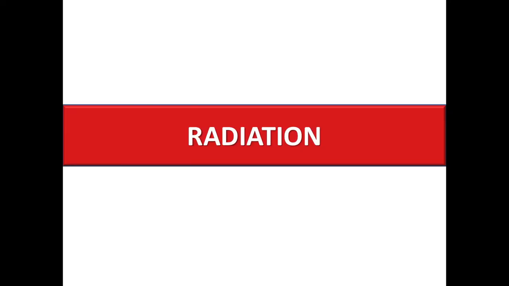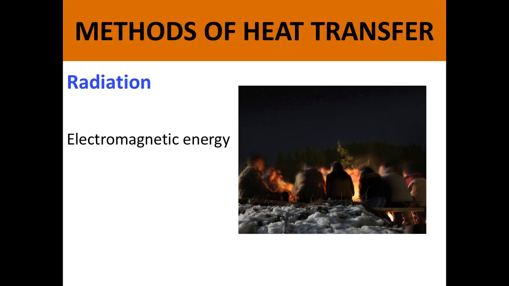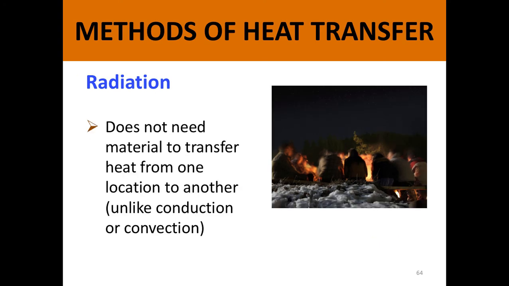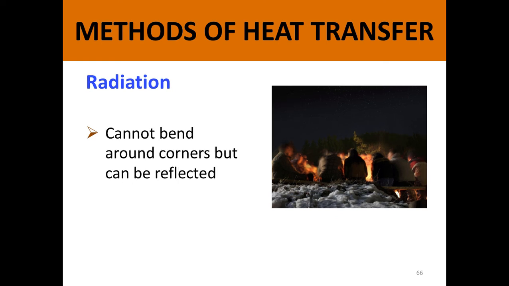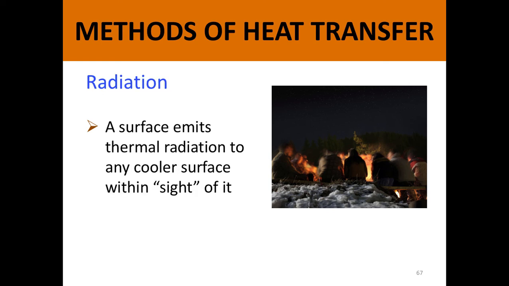Now, radiation is the final form of heat transfer we have to talk about. Okay, radiation is electromagnetic energy. Okay, it does not need material to transfer heat from one location to another, and it travels outward from its source in straight lines at the speed of light. It cannot bend around corners, but it can be reflected.